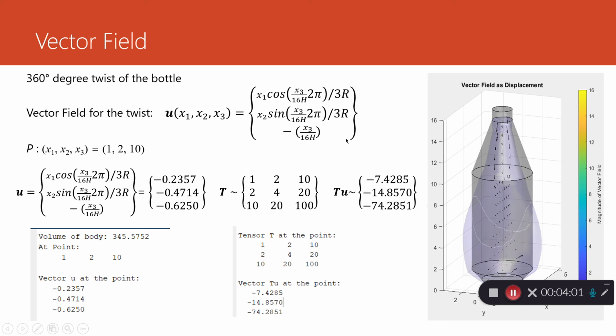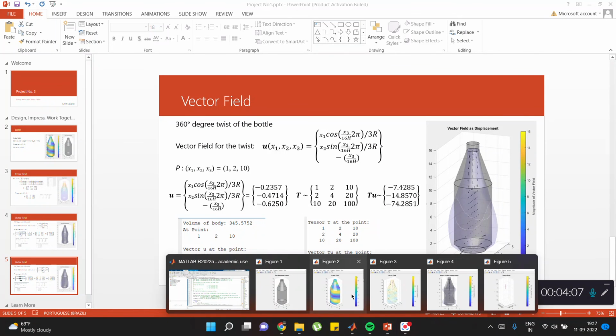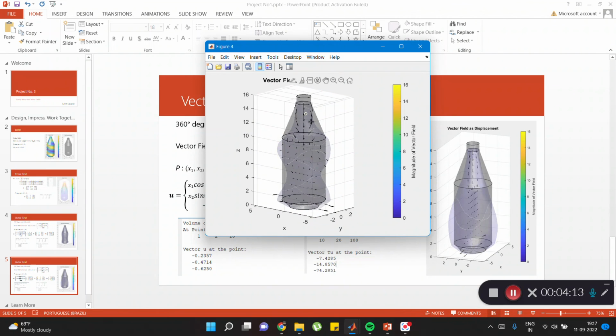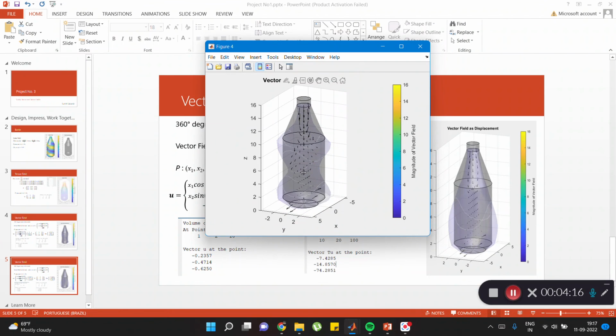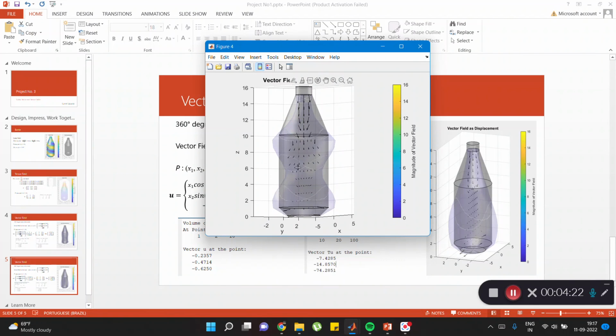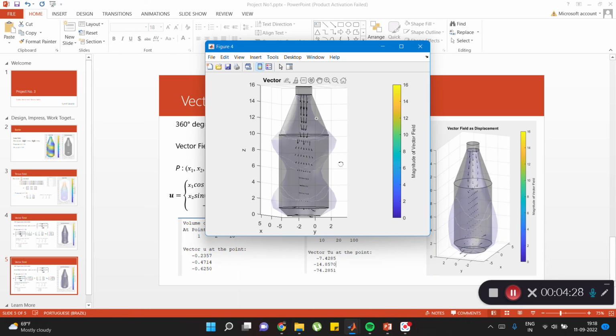So these are the scalar, tensor, and vector fields. I'll show you how my body looks on the MATLAB. This is the body. As you can see, this is how the twisting is. These are the vector fields, and this is the decrease in length. Because of the twisting, this is where the twisting occurred. First twisting and the second twisting was here. That is why there's a bulge here.